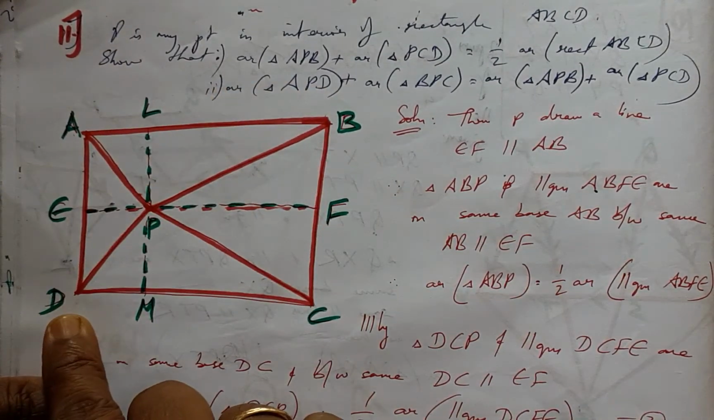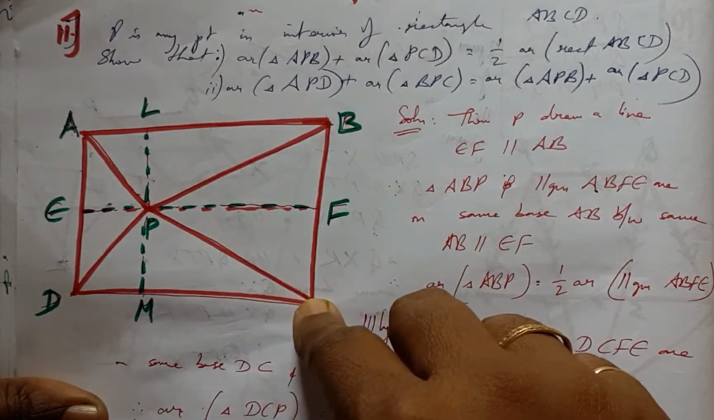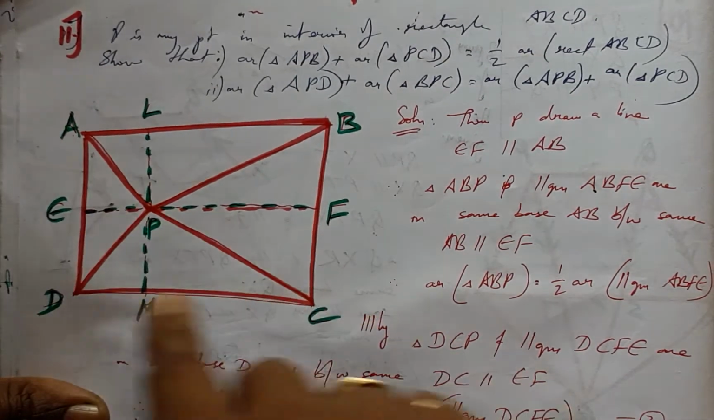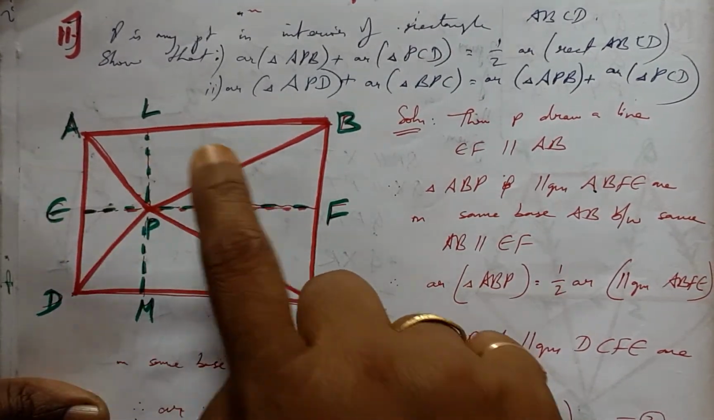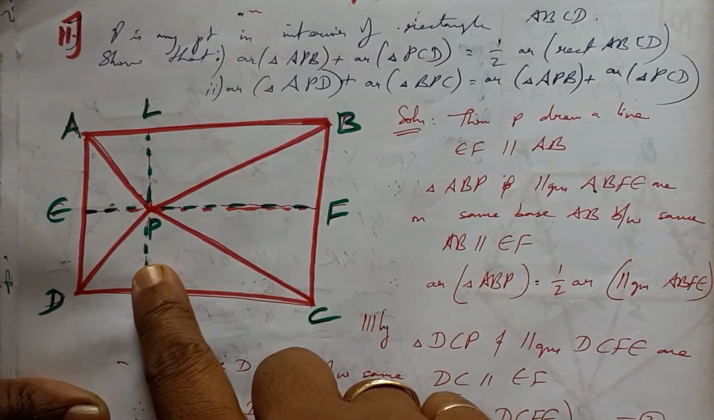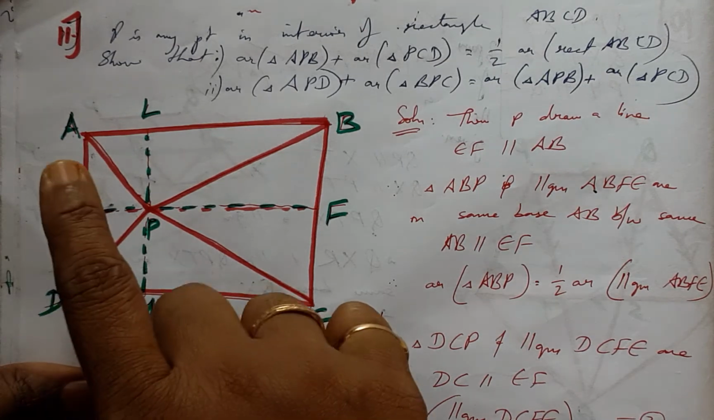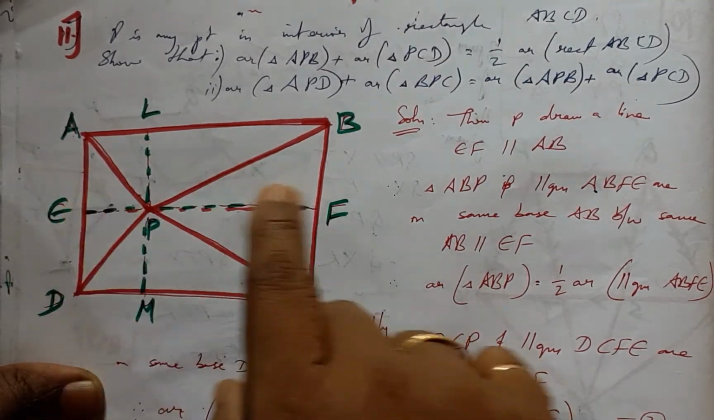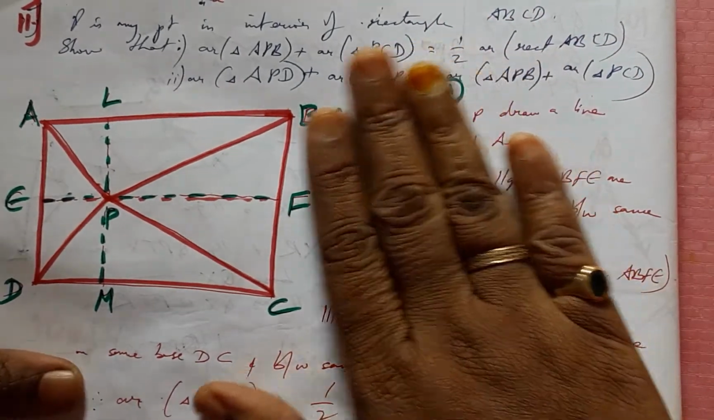area of this entire rectangle, and also the sum of the areas of triangles APD and BPC is equal to the sum of the areas of these two triangles, this and this. Triangles 1 and 2 together equal half of this entire rectangle, and the sum of triangles 1 and 2 is equal to triangles 3 and 4. That is the requirement. See, this is again a beautiful problem.